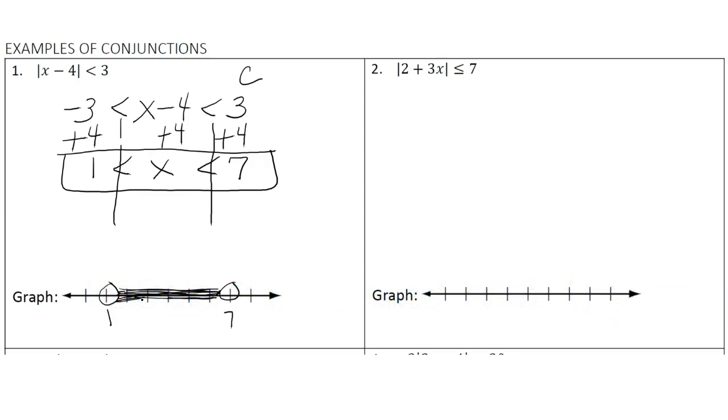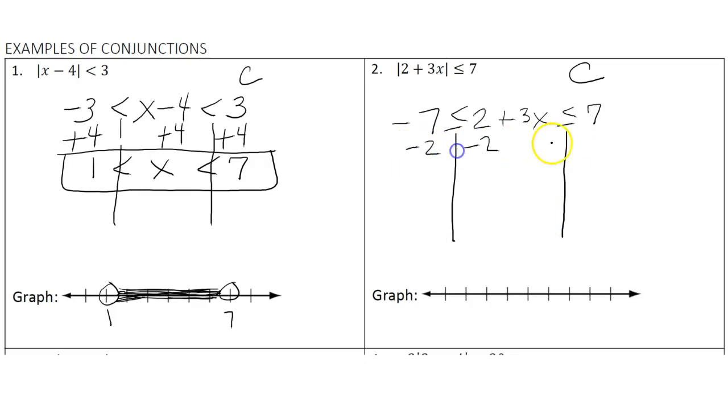Now that you have tried it, check your work. This is also a conjunction. Write the 2 plus 3x in the center. It is less than or equal to 7, but at the same time greater than or equal to negative 7. Begin solving by subtracting 2 from all three parts. This gives us negative 9 is less than or equal to 3x, which is less than or equal to 5.